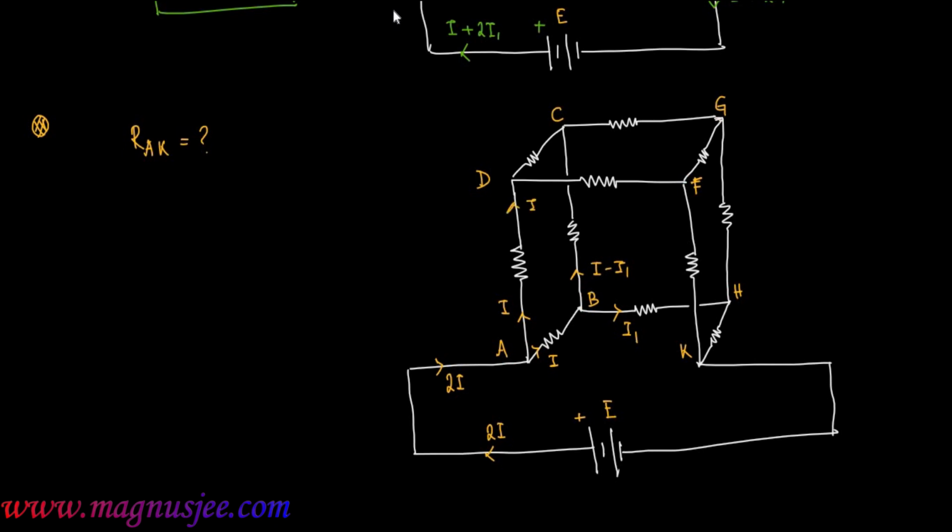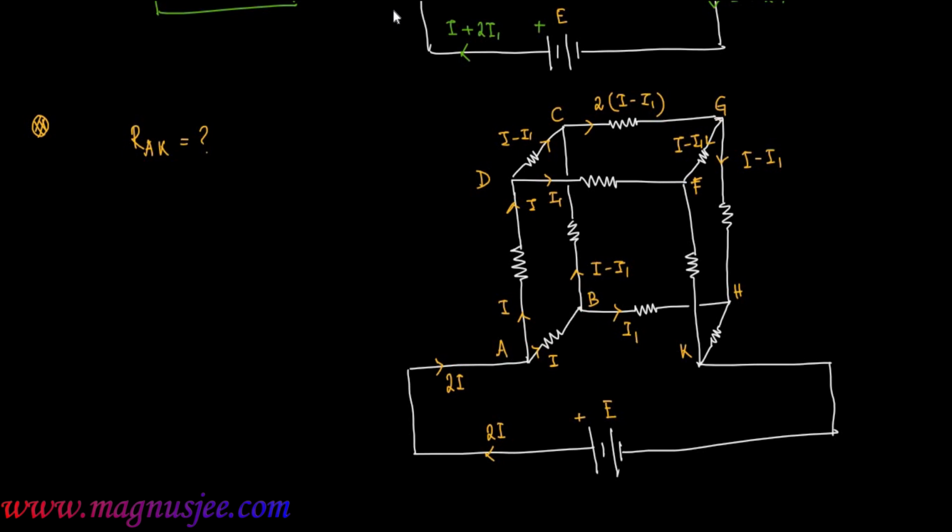Now from the corner B, I1 is the current flowing through the arm BH, I minus I1 is the current flowing through the arm BC. And also from the corner D, if we consider a current I1 flows through the arm DF, then remaining current I minus I1 will be flowing through the arm DC. So total current 2I minus I1 will be flowing through the arm CG, and from the corner G, the total current 2I minus I1 will be equally distributed along GF and GH.